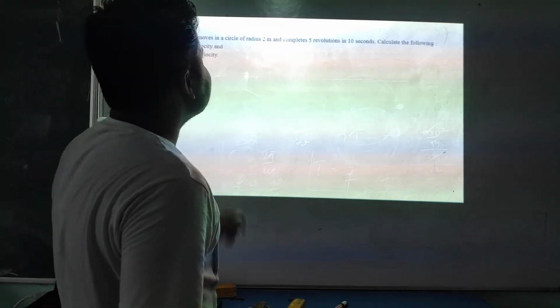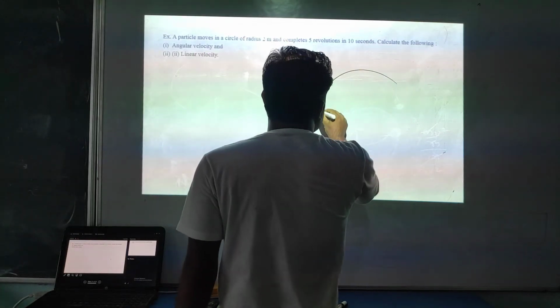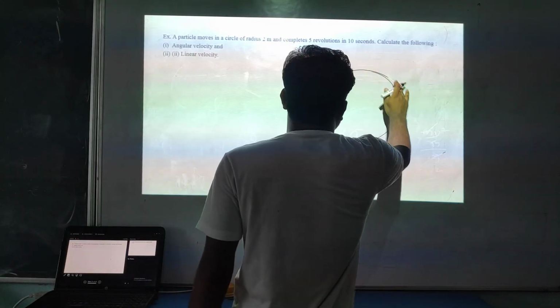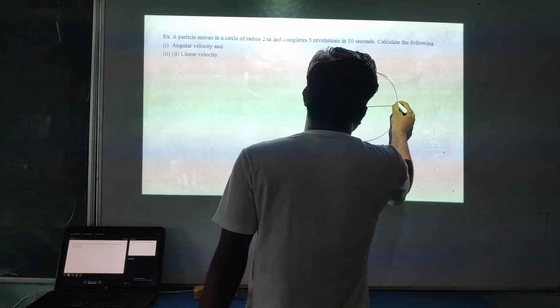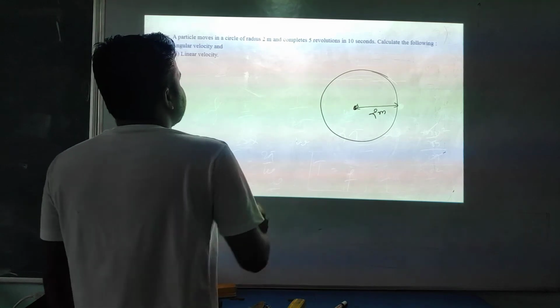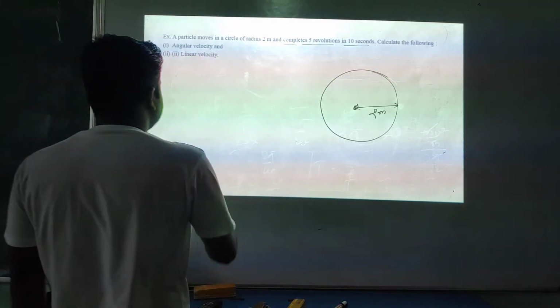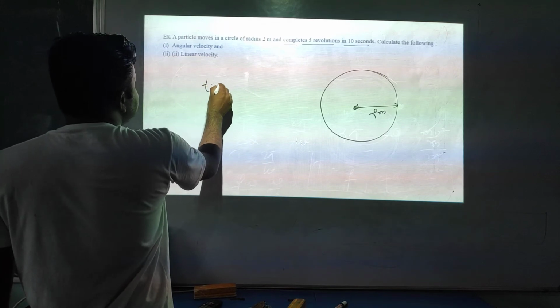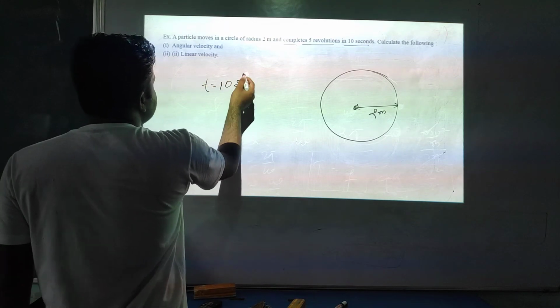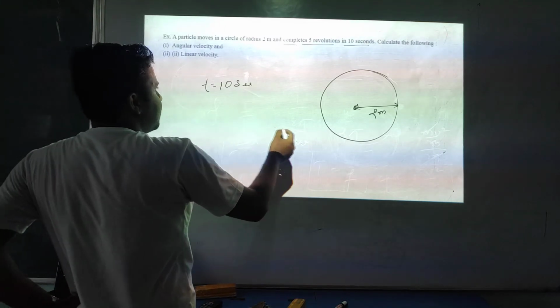So the example is: a particle moves in a circle of radius 2 meters. First I am drawing a diagram for that. This is a circle and the radius given here is 2 meters. And it completes 5 revolutions in 10 seconds. So time is given here, 10 seconds, and it completes just 5 revolutions, 5 times.